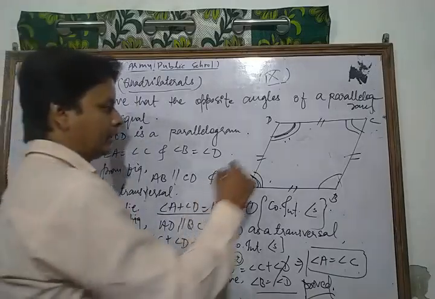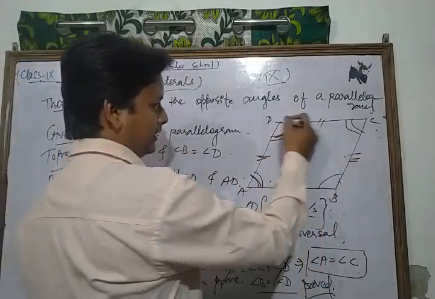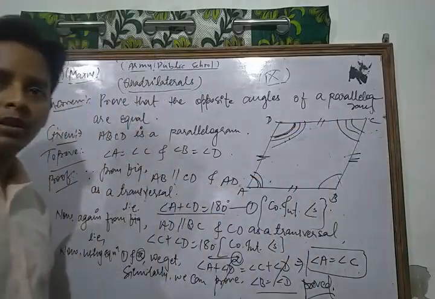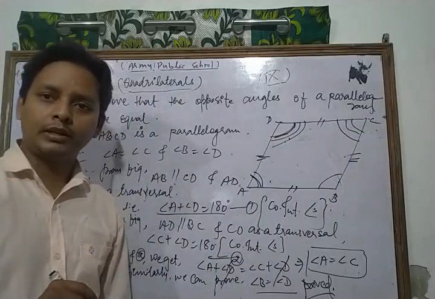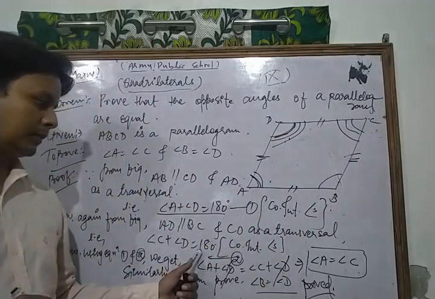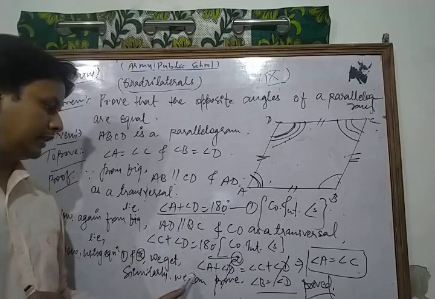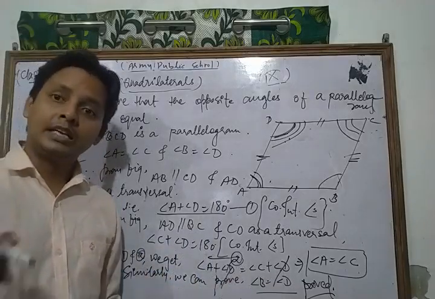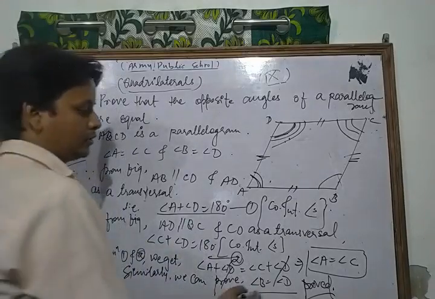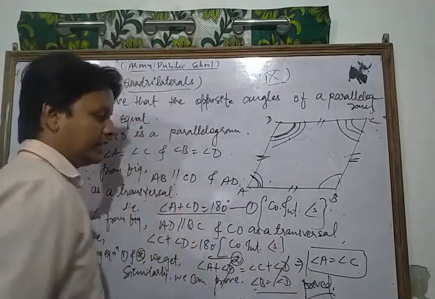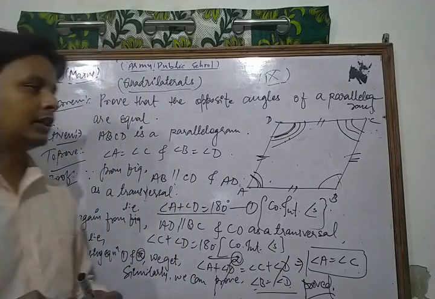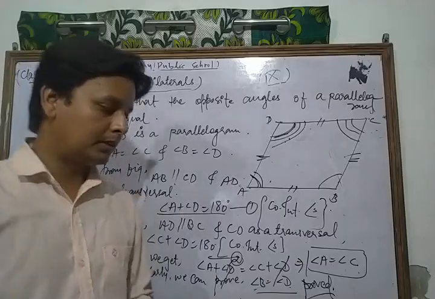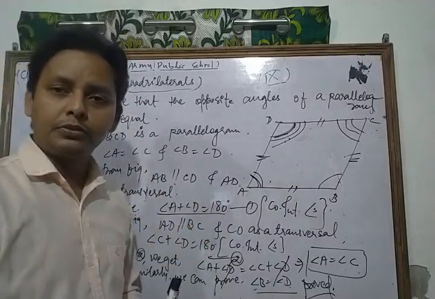Similarly, if we take AD parallel to BC and CD as a transversal, then angle C plus angle D is also equal to 180, because these are also a pair of co-interior angles, so these are supplementary. So using 1 and 2, when angle D cancels on both sides, we get angle A is equal to angle C. Similarly, we show that angle B is equal to angle D. Hence proved. We can say that the opposite angles of a parallelogram are equal. Okay, now we take and discuss some other important theorem related to parallelogram.